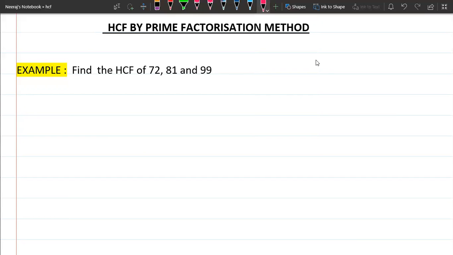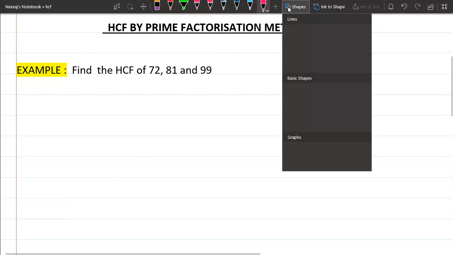Children, they are saying to find the HCF because we have already learned the terms. We learned that to find the HCF of any numbers, firstly we have to find the factors, then the common factors, then the highest common factor. It would take so much time. To reduce the time, we have made the prime factorization method. So we will use that one.